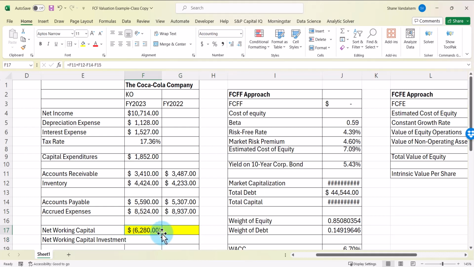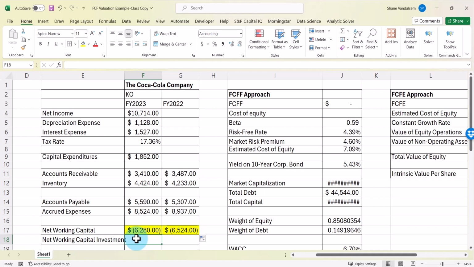The one thing that did happen, though, as you can see, is it becomes less negative from one year to the next. So even though it's a negative number, between fiscal year 2022 and fiscal year 2023, Coca-Cola had to make a cash investment in its working capital because it had less accounts payable, and that's really where the change comes in here to count on as a source of cash.